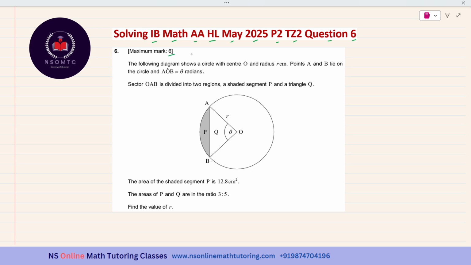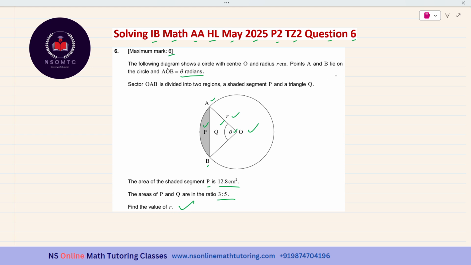The maximum mark is 6. The following diagram shows a circle with center O and radius r centimeters. Points A and B lie on the circle and the angle AOB is equal to theta radians. Sector OAB is divided into two regions, a shaded segment P and a triangle Q. The area of the shaded segment P is 12.8 centimeters squared. The areas of P and Q are in the ratio 3:5. Find the value of r.